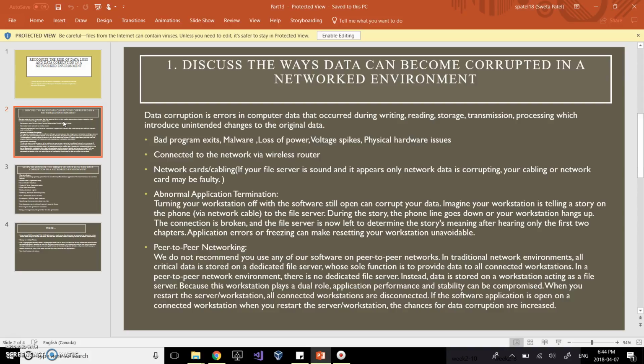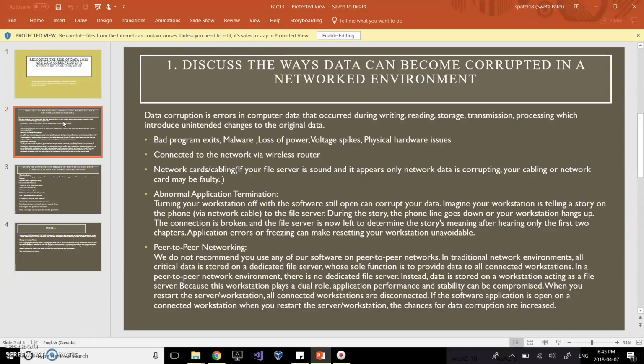For example, turning off your workstation with the software still open can corrupt your data. Imagine your workstation is telling a story on your phone and suddenly you hang up on it. So the connection is broken and your file server is now left to determine the story after hearing just the initial part. Application errors or freezing can make resetting your workstation unavoidable, which then can cause data loss or data corruption.